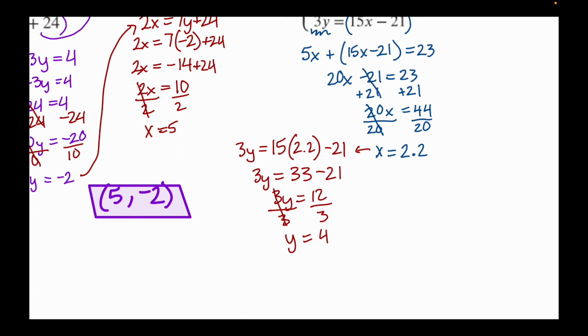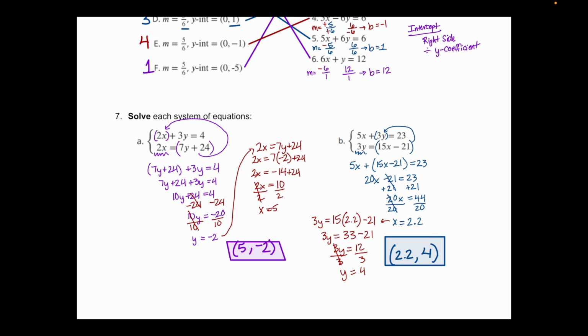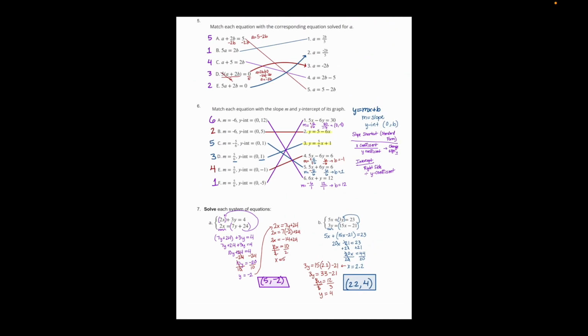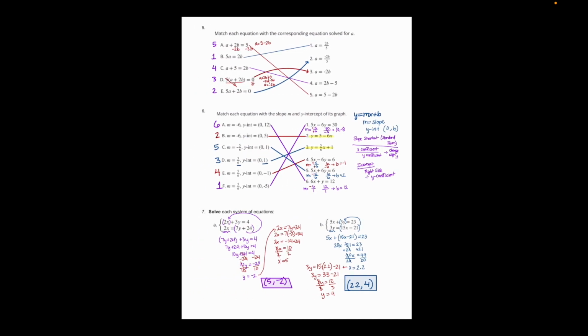So our whole answer here should be 2.2 comma 4. And there you go. That is this entire assignment tonight because the next page here is actually the next homework assignment. It's from lesson 15.